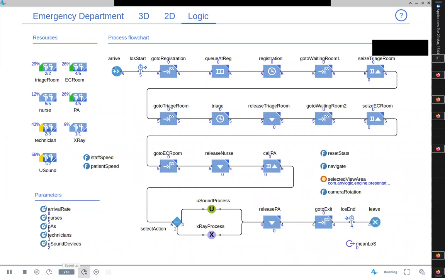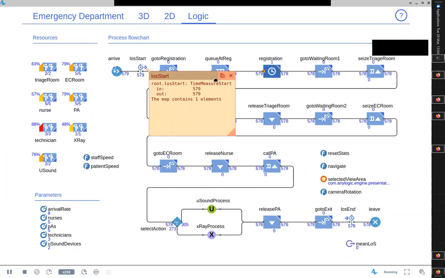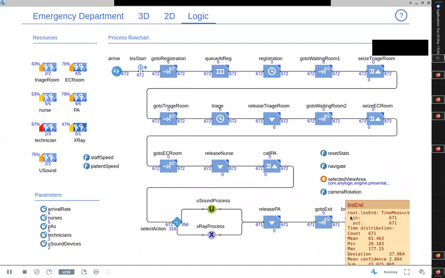And you'll notice that the numbers associated with this are rising over time. This indicates the number that have come in and the number that have left, for example. This is a timing annotation to say, hey, I'd like to measure the time between when people came in and when they ended here. And here you can see the utilization associated with these different resources, the triage rooms, the emergency care rooms, the nurses, the physician's assistants, the techs, et cetera. Okay, so another example of these sorts of models, this one a little bit more bite-sized.